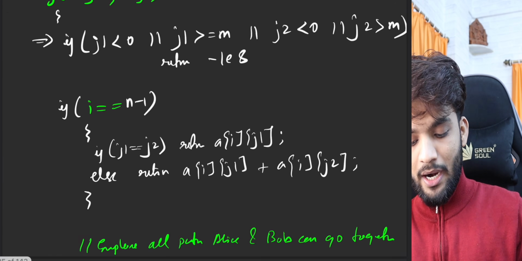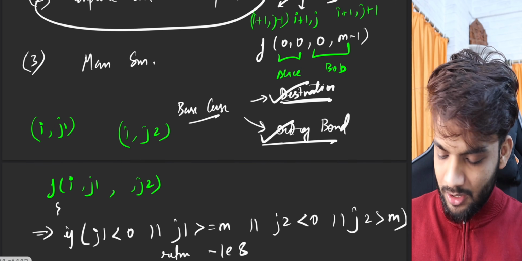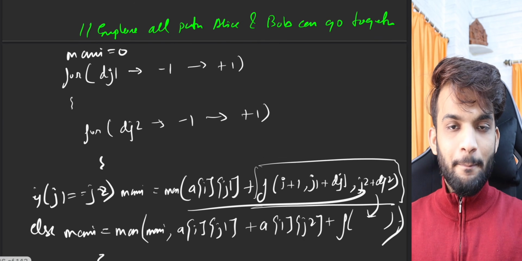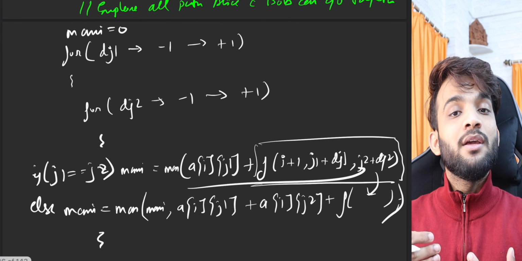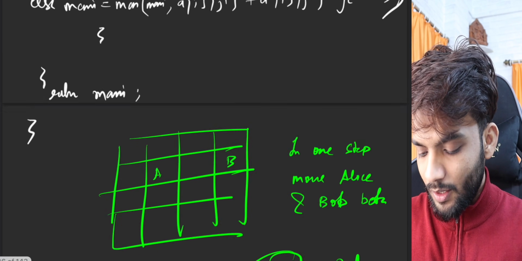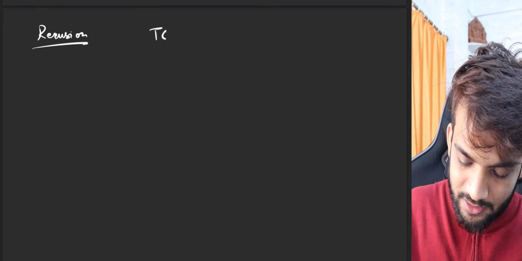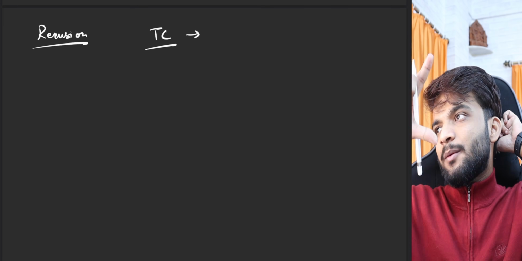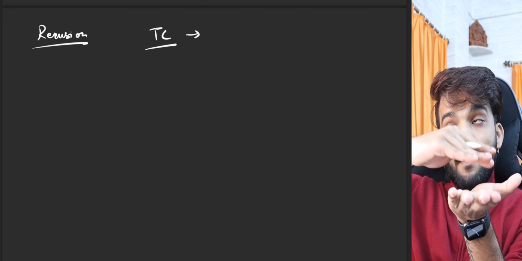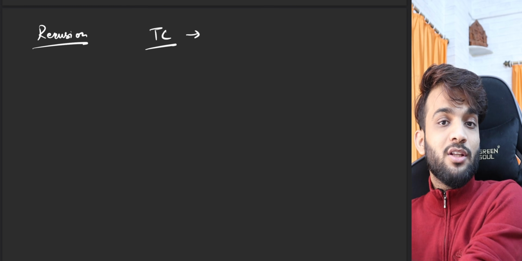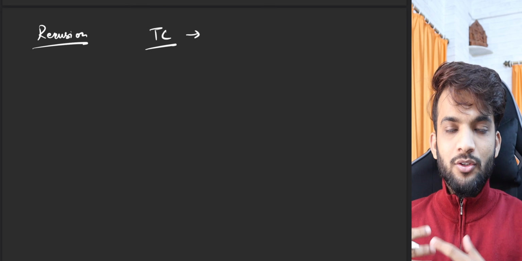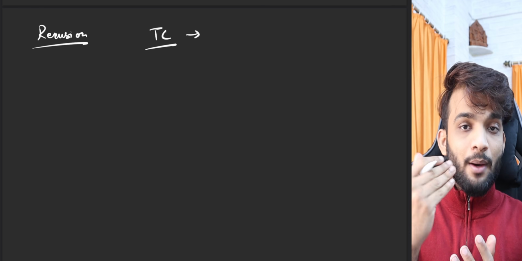I know it was a kind of complicated thing, but it's not that complicated if you try to write it by yourself. Now it's time to understand the time complexity. Let's take the recursion. What is the time complexity? At max, Alice will travel the number of rows, and Bob will also travel the number of rows.